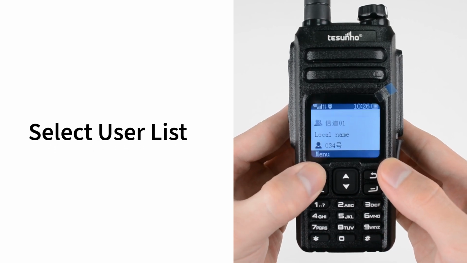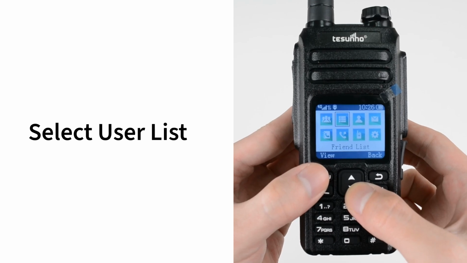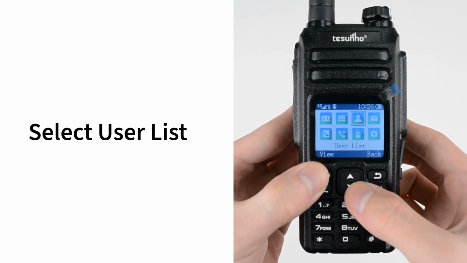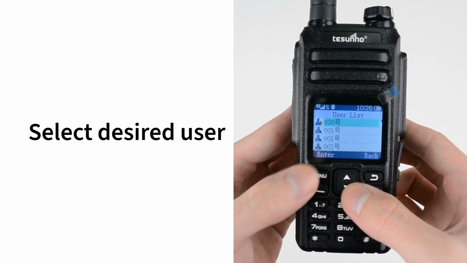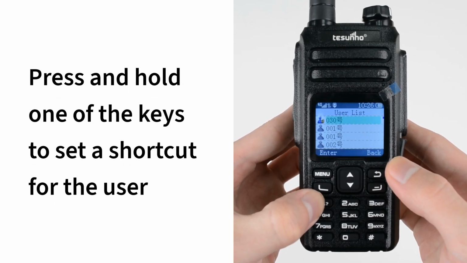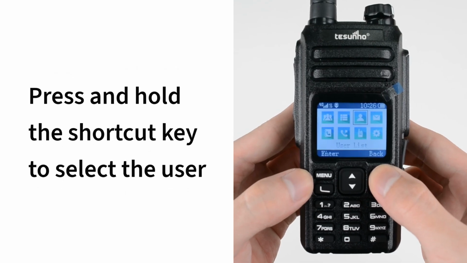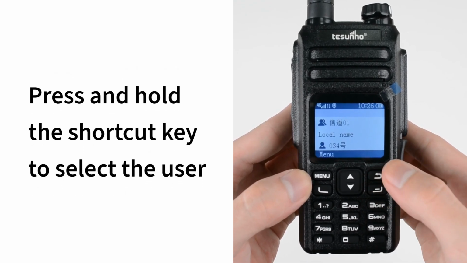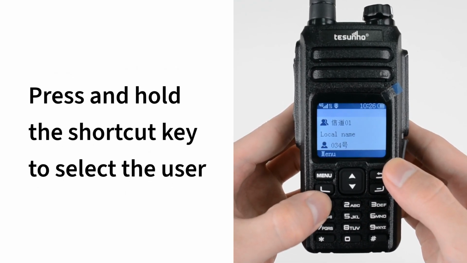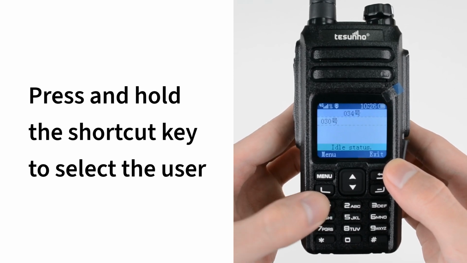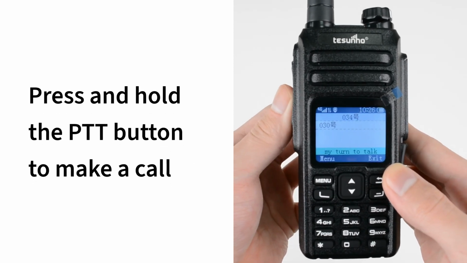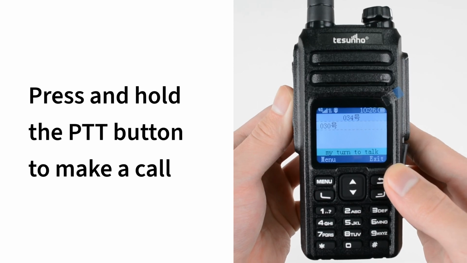Select user list. Select the desired user. Press and hold one of the keys to set a shortcut for the user. Press and hold the shortcut key to select the user. Then press and hold the PTT button to make a call.